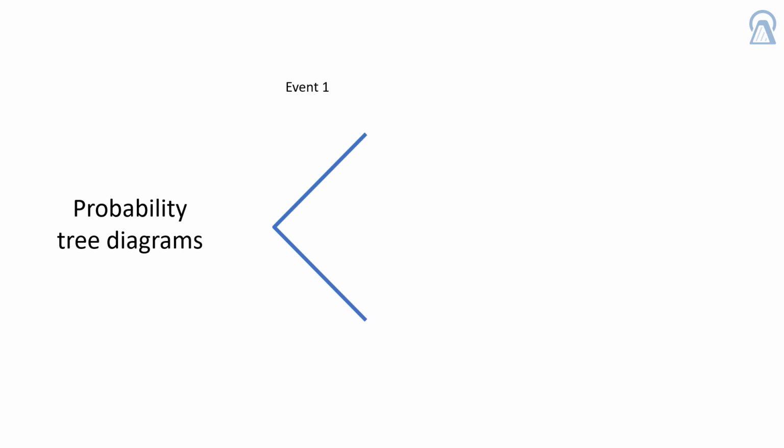In this video, we are going to learn how to use tree diagrams to solve probability questions. Tree diagrams are a helpful visual tool for understanding and calculating probabilities. They're especially handy when you have multiple events with different outcomes. Let's look at our first example.